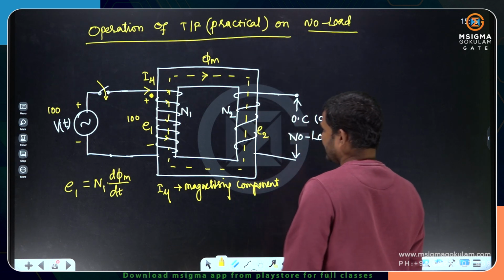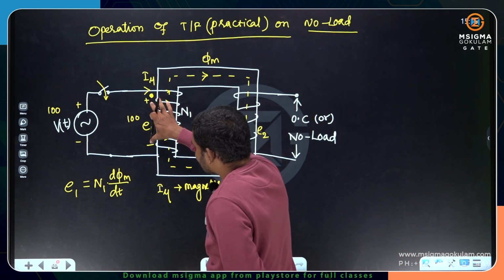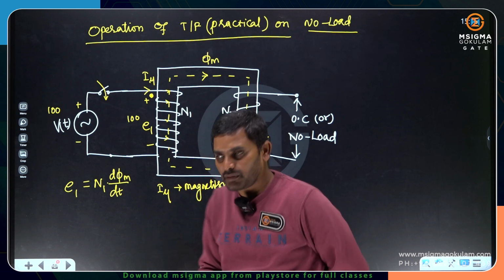Now similarly here, E1 is opposing the source and is satisfying Lenz's law. But what about E2?